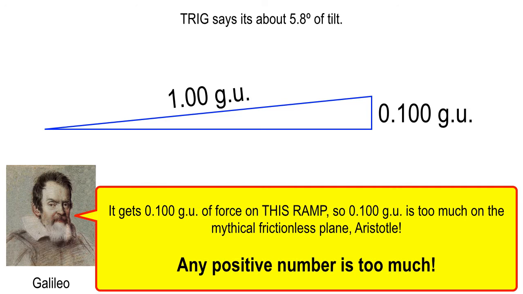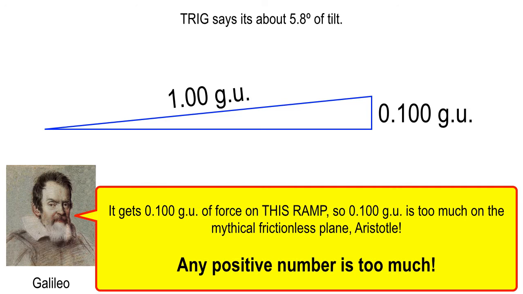And the fact is that there's no minimum number. No matter what Aristotle says, any positive number is going to be too much, because you can always build a ramp that contradicts Aristotle. And therefore what Aristotle said must be wrong. And there is no minimum force on that horizontal frictionless plane. And that is Galileo's argument.